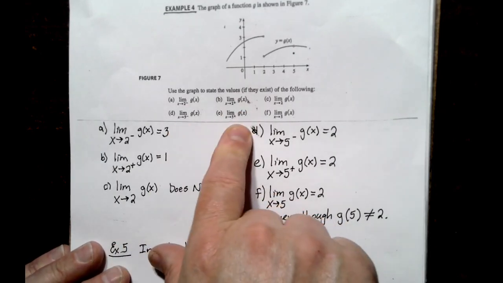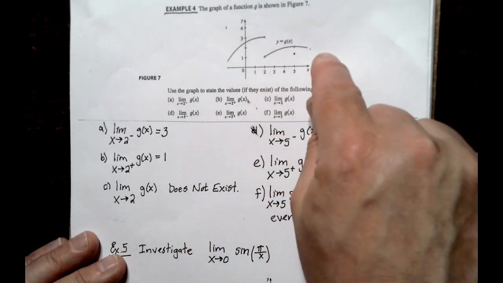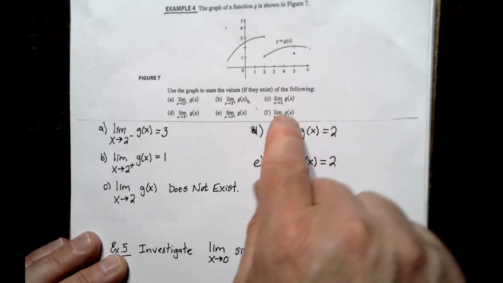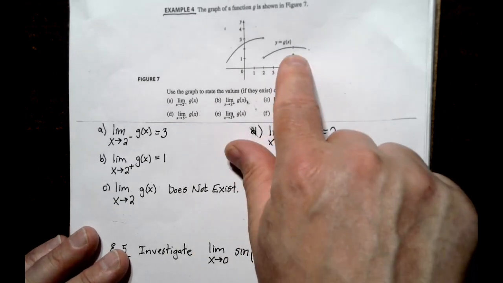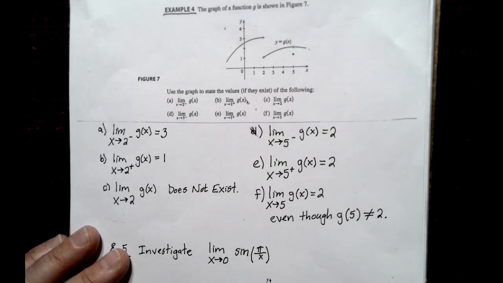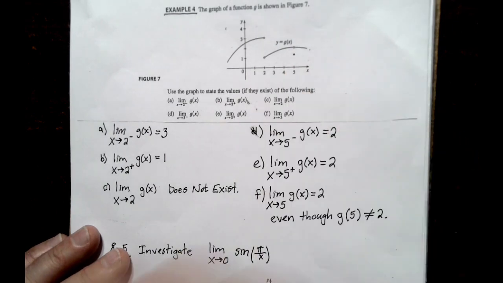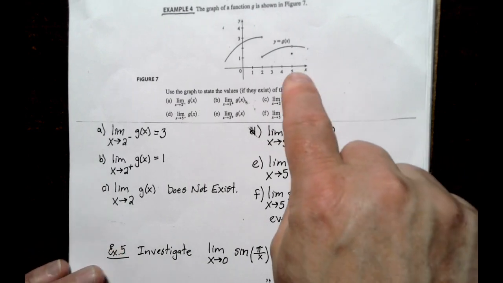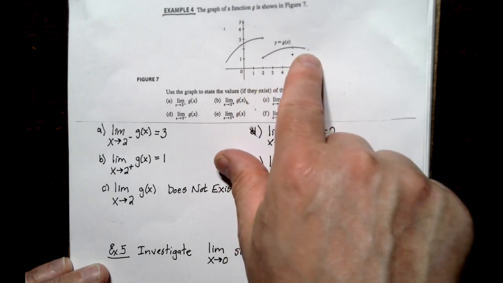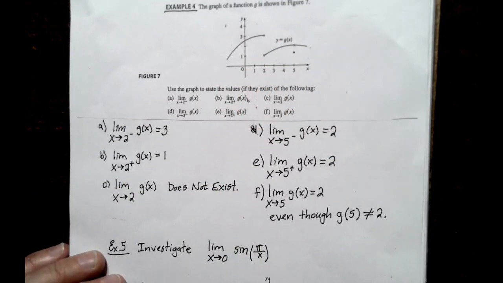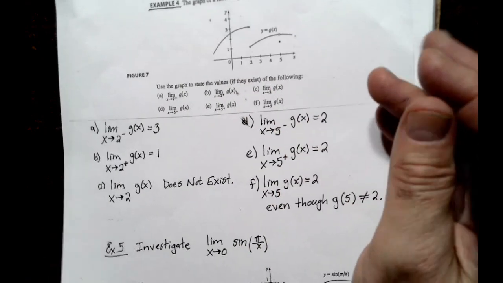Now 5 from the left, 5 from the right, and then 5 itself. From the left, it's approaching 2. From the right, it's approaching 2. And so the limit as x approaches 5 equals 2. Now notice it's not defined at 5, and we don't care that it's not defined at 5. It actually, f of 5 equals 1, or something a little bit greater than 1. So even though the function is defined at 5 and it's not equal to the point that the left and right-hand limits approach, we don't care. We only care about what's happening as we approach from the left and approach from the right. We don't care what happens at the point.